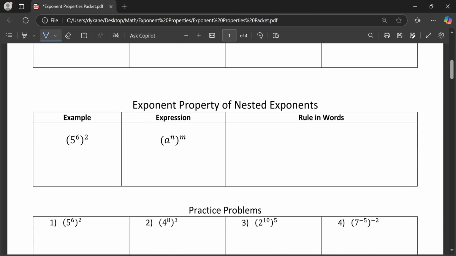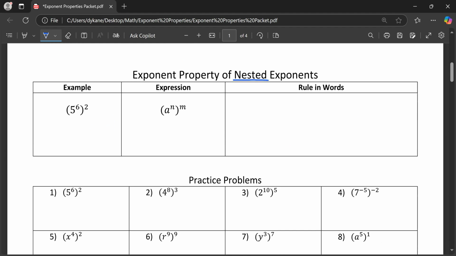All right, our next property is nested exponents. Really what that means is when we have multiple exponents, so 2 or more exponents. We can take something raised to a power and raise it to another power. So when we look at our example here, I have 5 raised to the 6th power, and now I'm raising it to the 2nd power. So I have 2 exponents in this problem. The parentheses show me that I'm taking this whole thing, 5 to the 6th power, and then raising it to the 2nd power.